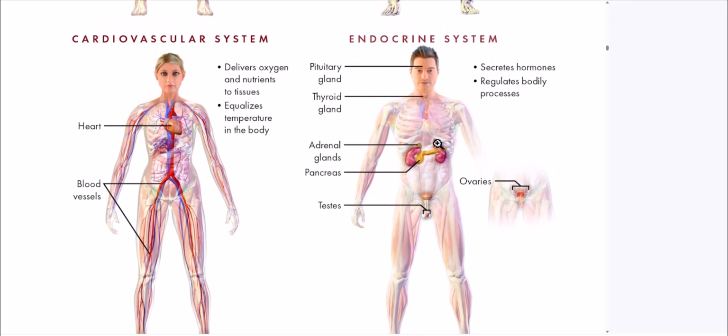The endocrine system is going to include all of the glands that release hormones into your body. Endo means within, crine means to secrete. So there are glands up in your brain called the pituitary gland, thyroid gland in your throat, adrenal glands, the pancreas, the testes and the ovaries. All of these are major endocrine glands, and we'll be discussing them later in the semester.